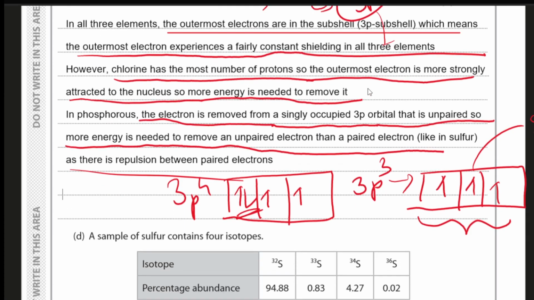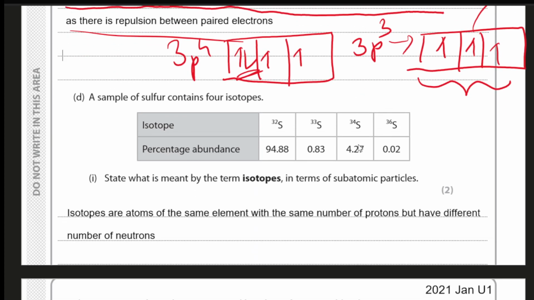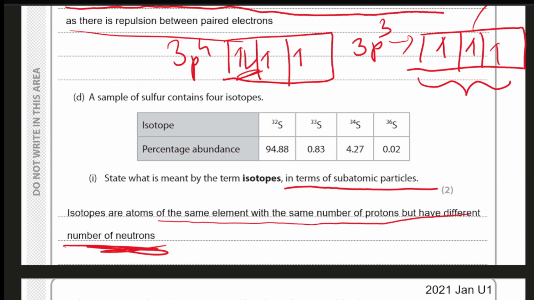All right. A sample of sulfur contains 4 isotopes. State what is meant by the term isotopes in terms of subatomic particles. Now we know what isotopes are. Isotopes are basically atoms of the same element with the same number of protons but a different number of neutrons. This is something we have learned from our IGCSE level, so I don't think there's that much to understand. It's very simple.